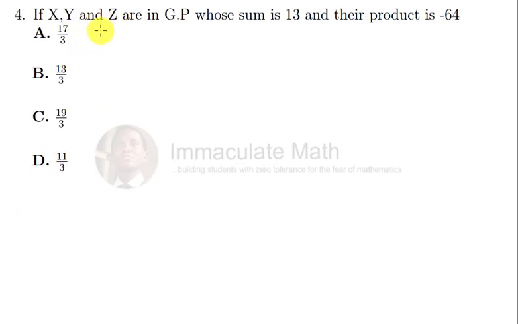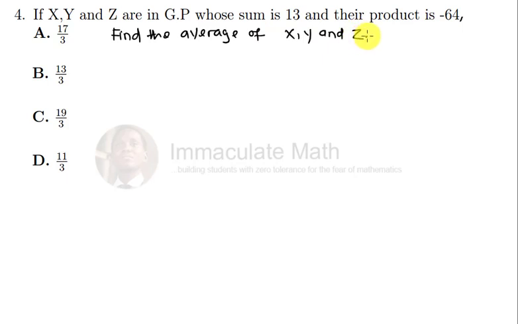In this question, they said if x, y, and z are in geometric progression, whose sum is 13 and their product is minus 64. They asked us to find the average of x, y, and z. This question is not actually complete.